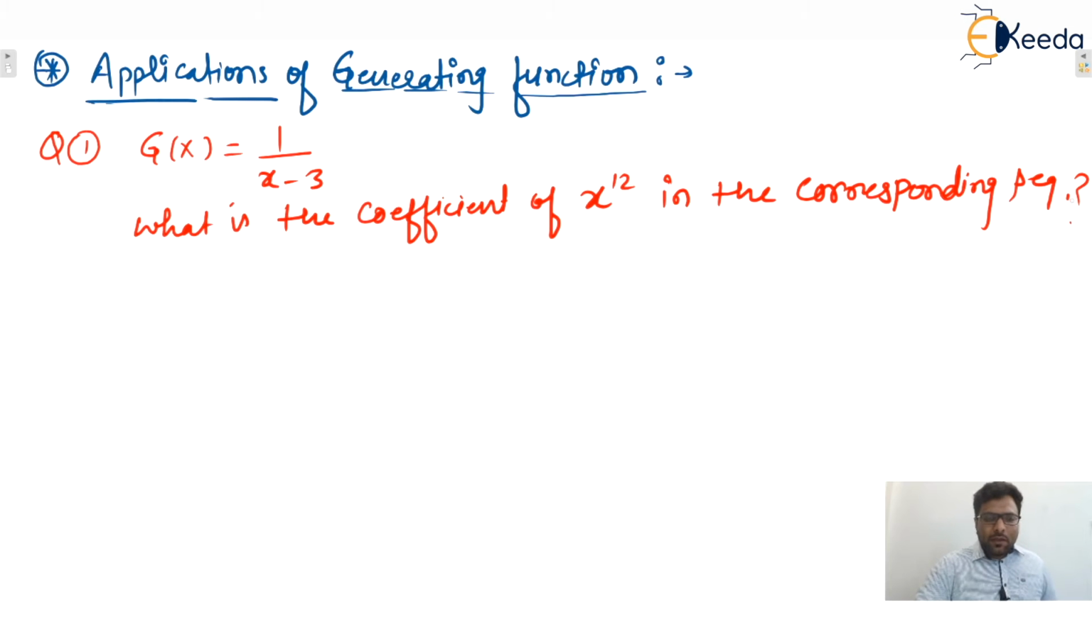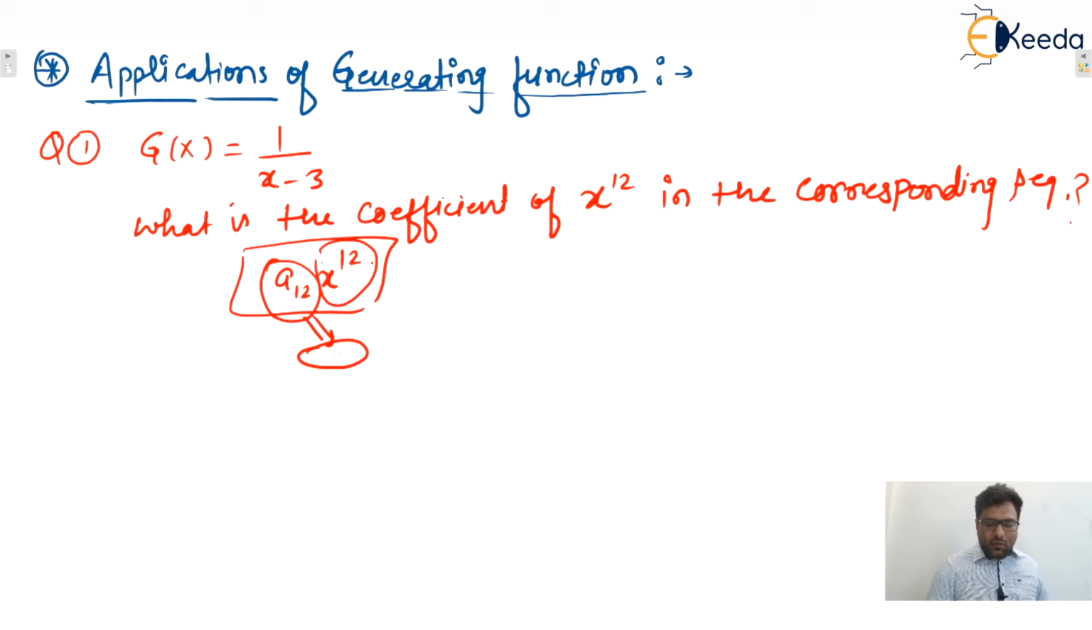Let's say this one is the generating function. Generating function means a power series is written for a sequence. So in that particular sequence, A12 is multiplied with x power 12, yes or no? Whatever the coefficient of x power 12 is, that is A12, that is the required answer. So we need to find the sequence, and once we find it, whatever A12 is will be the correct answer.